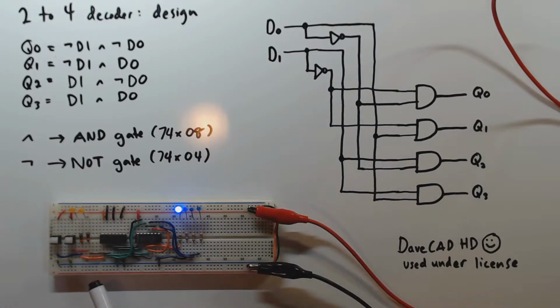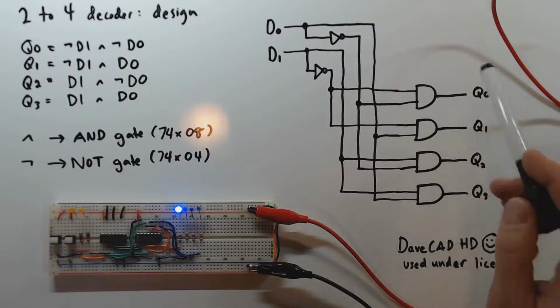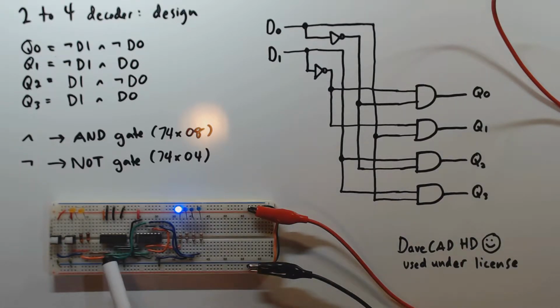And of course, we always want to have a practical demonstration of any design. So here is a little circuit I built on the breadboard, which does indeed implement this exact circuit. This is a 74HCT04, which has 6 NOT gates. This is a 74HCT08, which has 4 2-input AND gates, and they're wired up in exactly this configuration. These 2 push buttons are generating D0 and D1. And then these 4 LEDs are hooked up to our Q0, Q1, Q2, Q3 outputs.